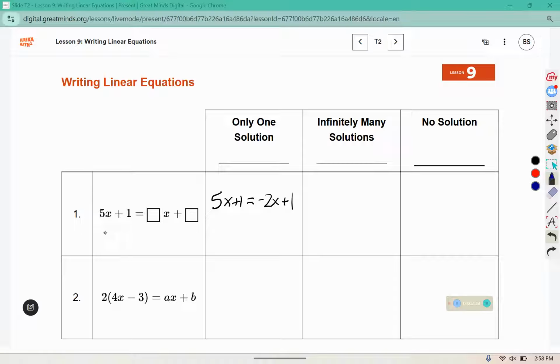For infinitely many solutions, everything has to match. So we'll say 5x plus 1 equals 5x plus 1. For no solution, the x term, or the variable term, matches, but the number has to be different than 1. So we could put a -7 there. Then it would say 5x plus 1 equals 5x minus 7.